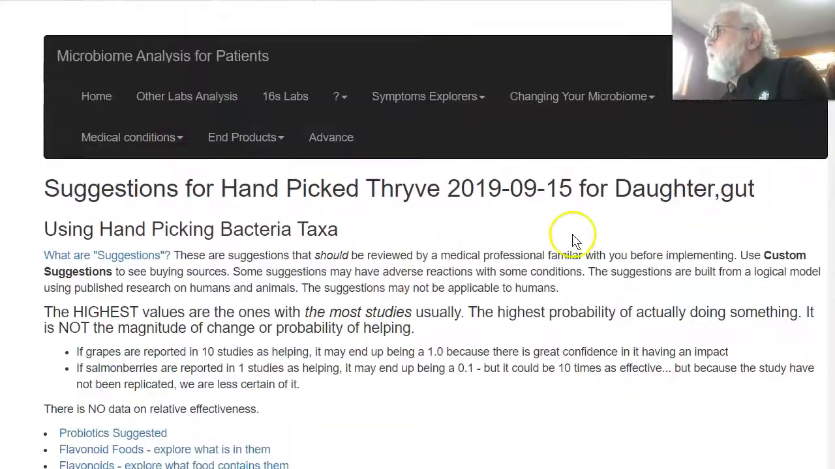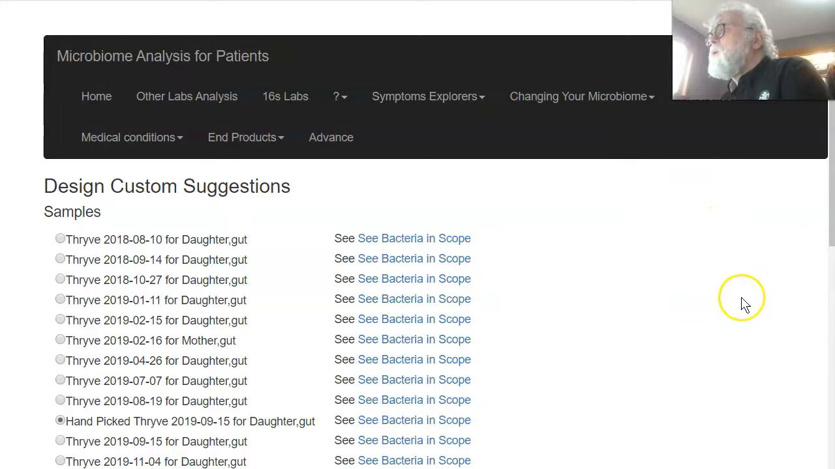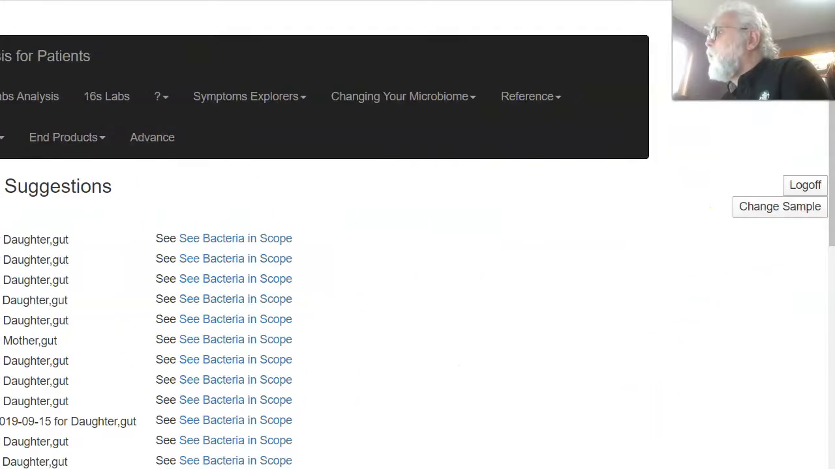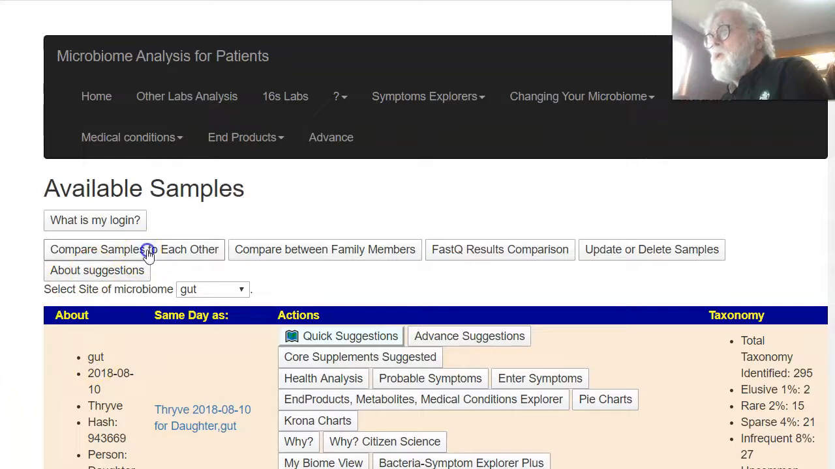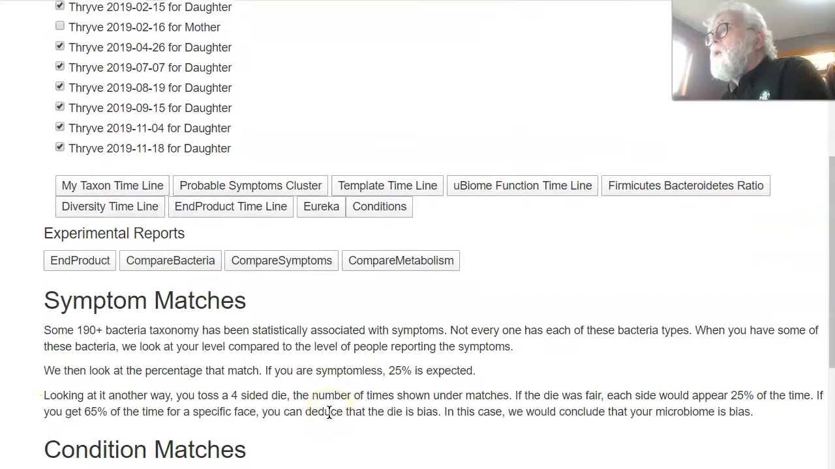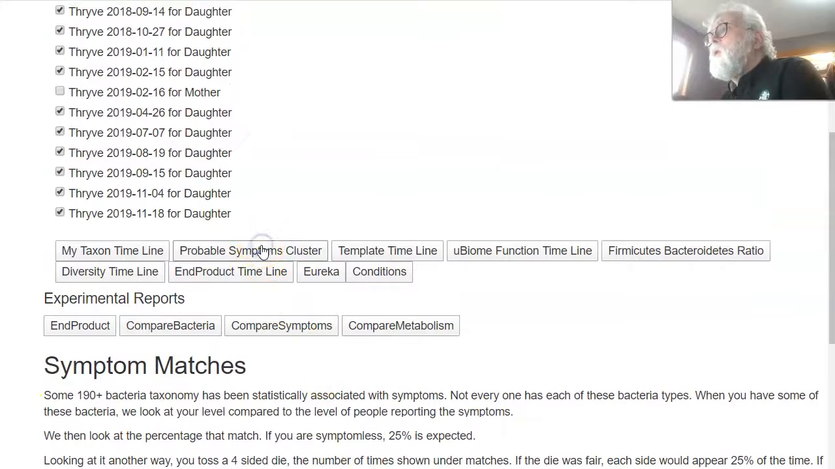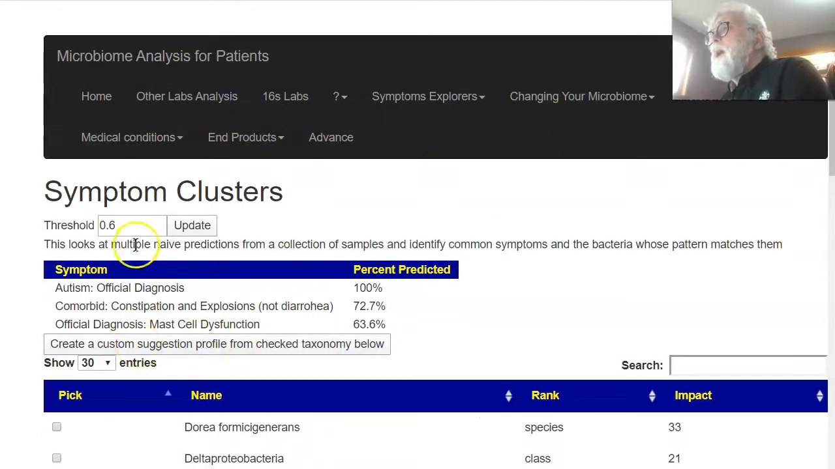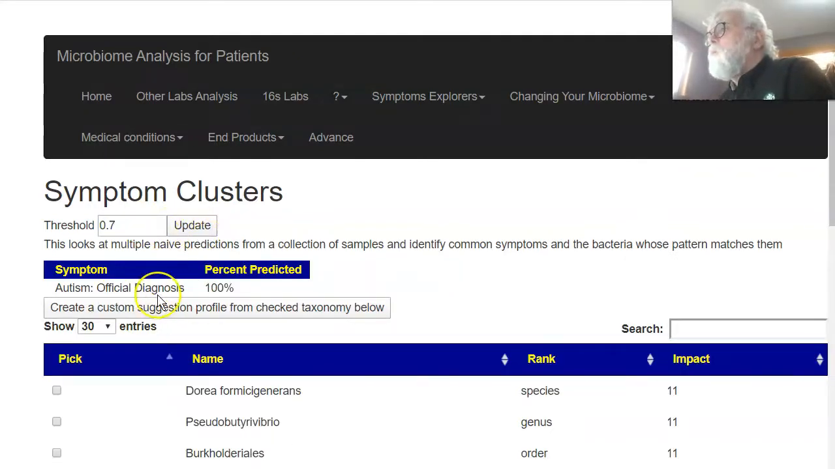Okay, now I'm going to go back to the suggestions and I'm going to flip back to the menu, compare samples to each other, and I'm going to again do the same thing I did before. And what I'm going to do this time is play with the tuning number. I'm going to increase it to 0.7, and we are far more selective.